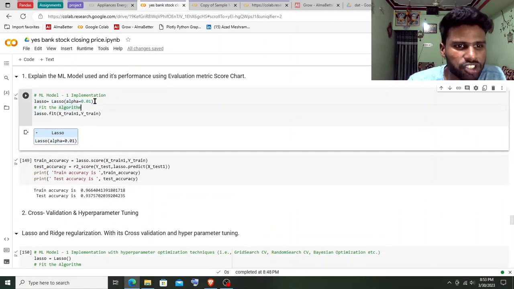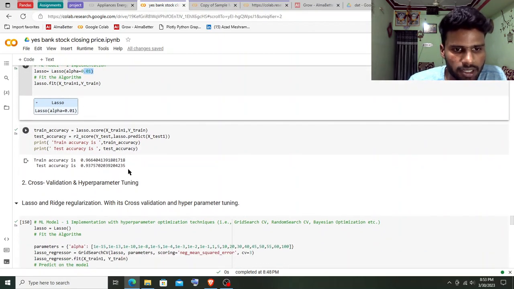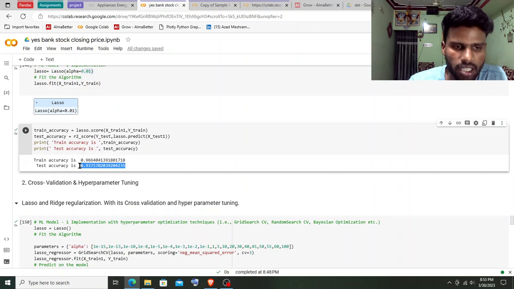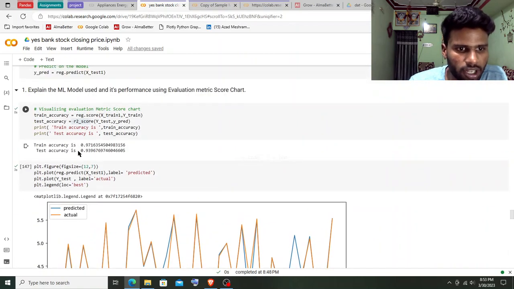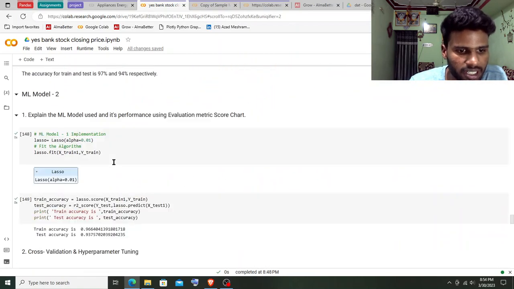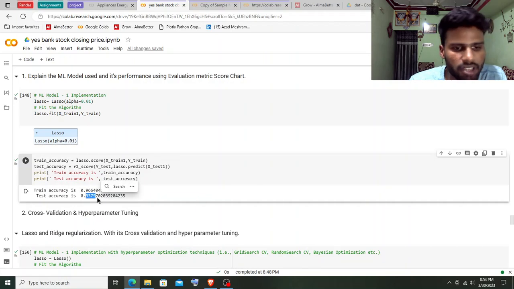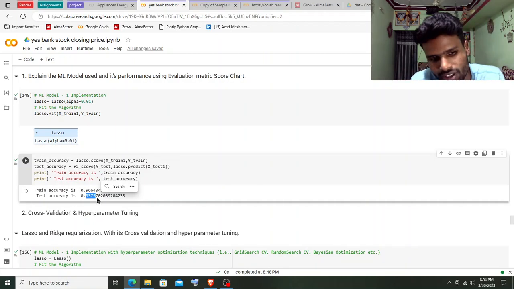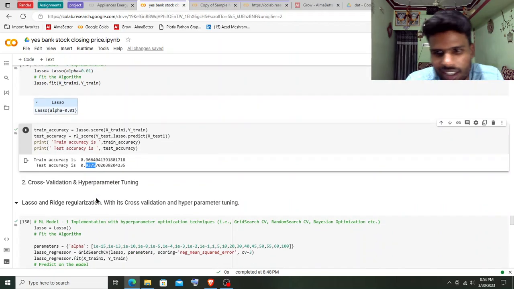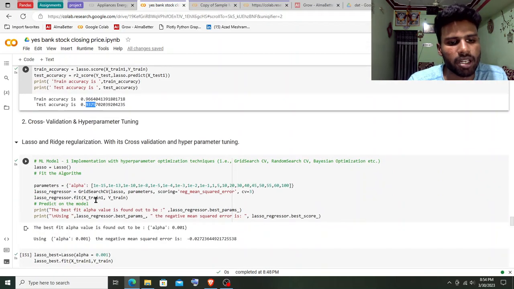I have checked it for alpha 0.1, to see what the result could be. So I got 93% again. In the first model, I got 93.96%. With lasso regression, or I would say lasso regularization, I got 93.75%. So a little less. Now let's go for cross validation. What could be the results of cross validation and hyperparameter tuning?